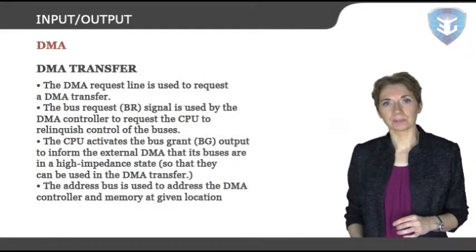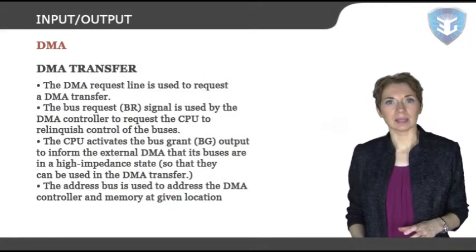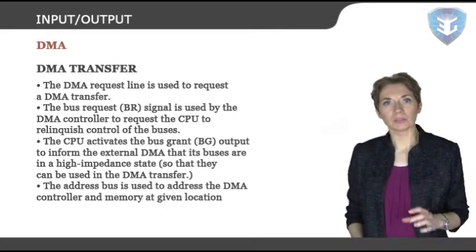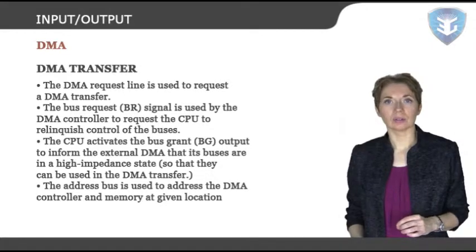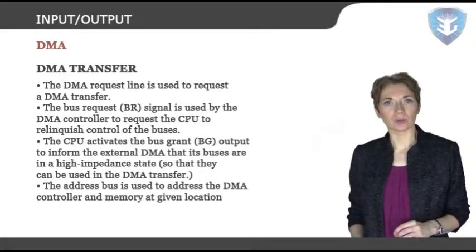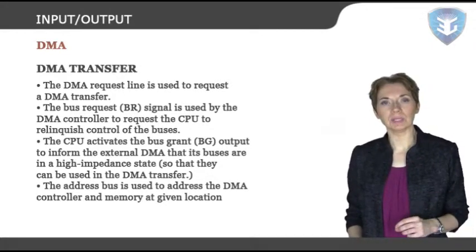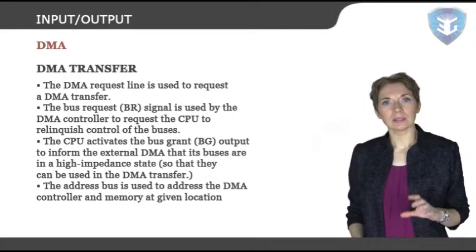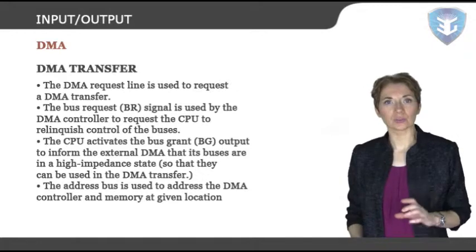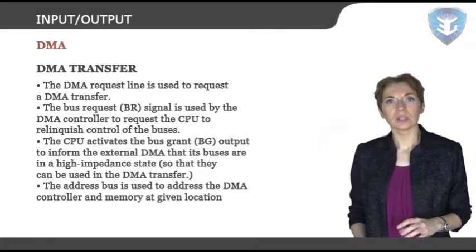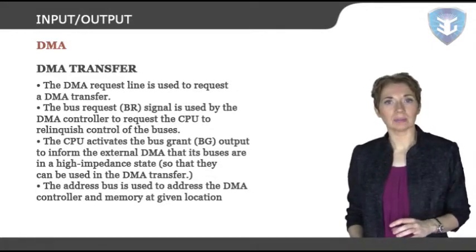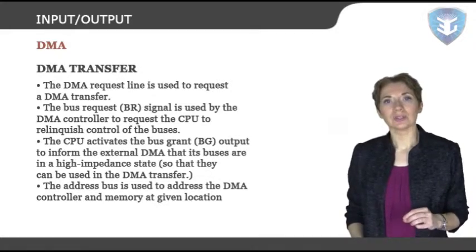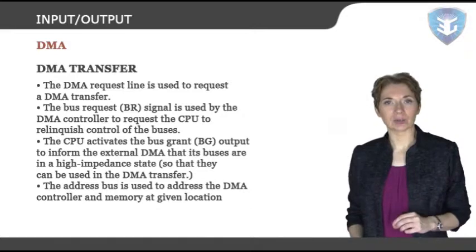DMA transfer. The DMA request line is used to request a DMA transfer. The bus request, or BR signal, is used by the DMA controller to request the CPU to relinquish control of the buses. The CPU activates the bus grant, or BG output, to inform the external DMA that its buses are in a high impedance state so that they can be used in the DMA transfer.